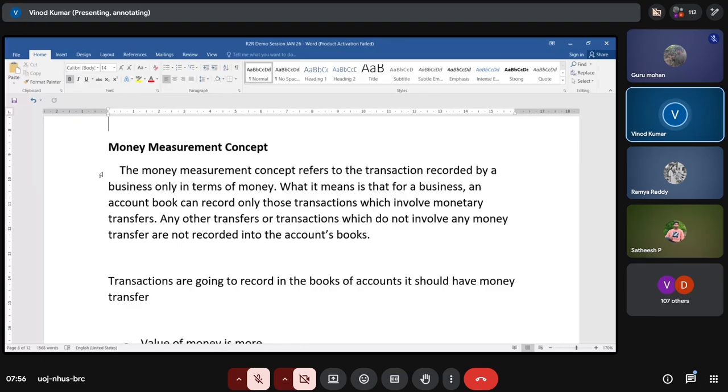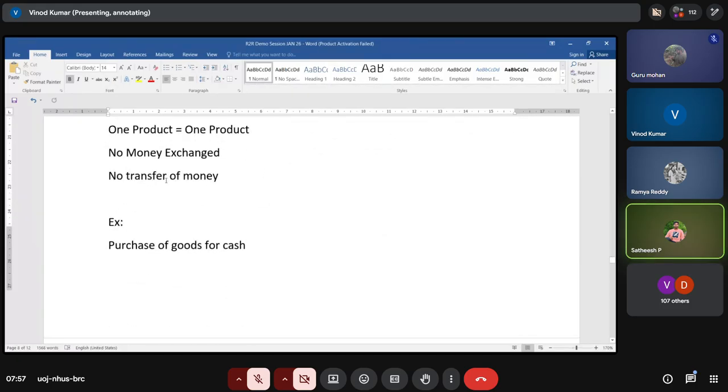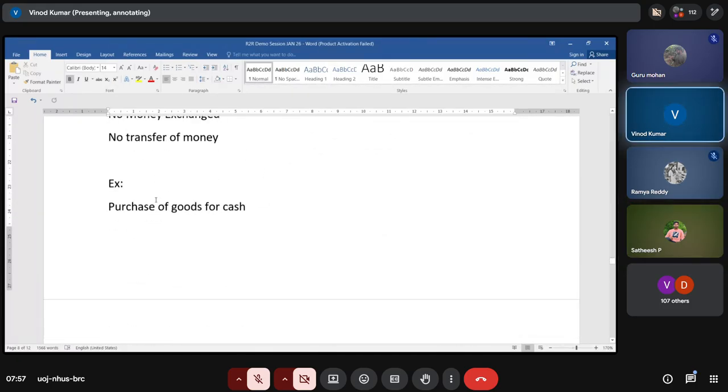Even the software does not accept a transaction if the money value is not updated. Software nowadays accepts transactions as per this concept. You need to update the value. It might be 1 rupee or 1 lakh, 10 lakh, whatever it might be. We need to enter the value, and only those transactions are to be recorded. If the transaction does not have a value, we should not record it. Clear?